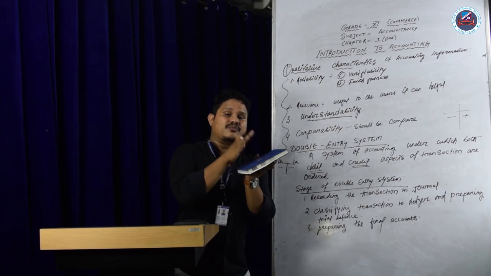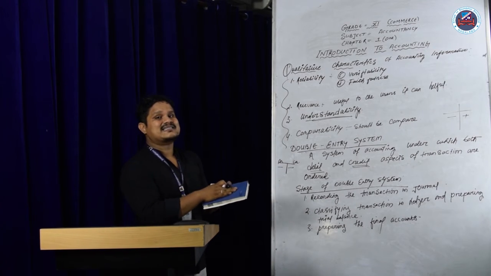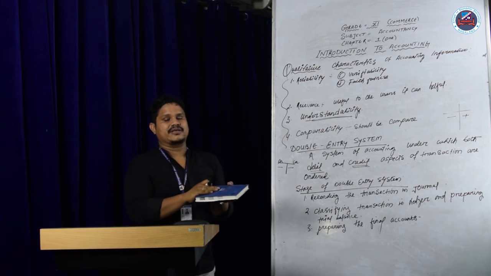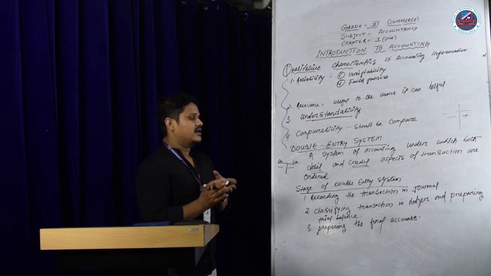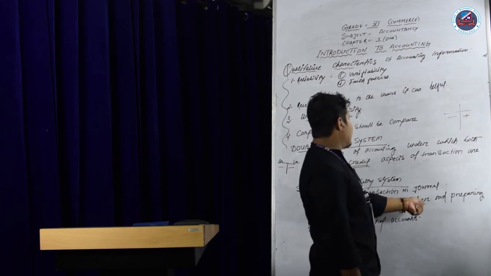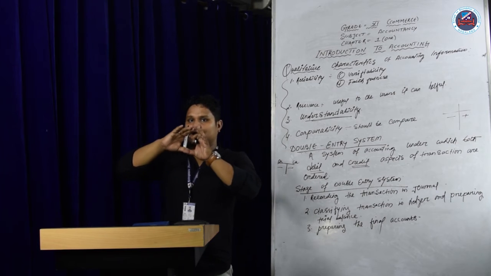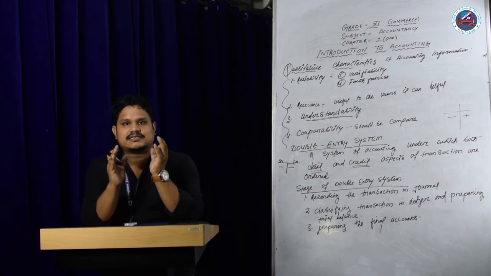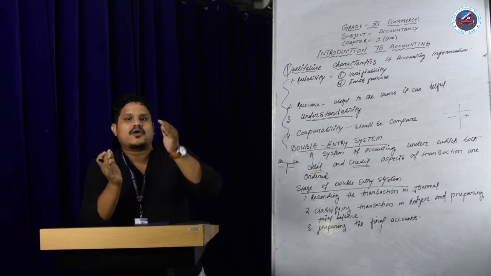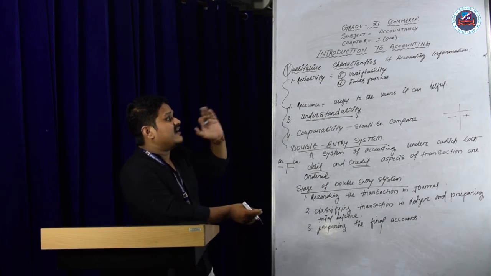When you are recording in the books, we are recording in journal entries. Journal entry is called the accounting language. We have to journal it. Next, classify the transactions in the ledger and prepare the trial balance. After preparing the journal entries, you have to prepare the ledger accounts. That means you have to prepare the different accounts.